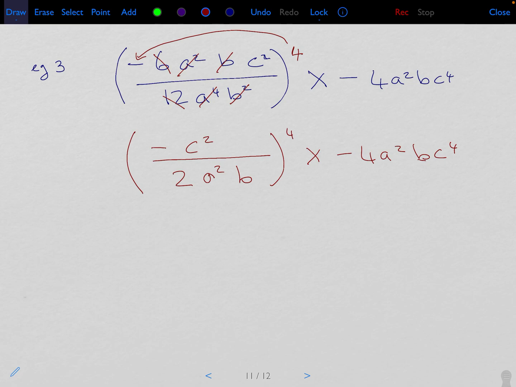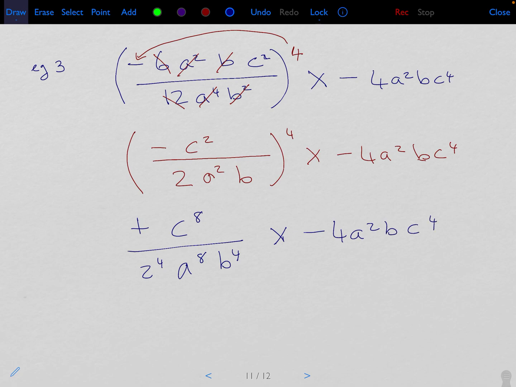Okay, so now I'm going to use that. So that 4 is saying that we have got 4 negative signs. So that's positive. Now that's c to the 8, 2 to the 4, a to the 8, b to the 4, right? Times negative 4 a squared bc to the 4, which I'm hoping you can see is the same thing as saying negative 4 at the top. Then I've got a squared at the top, b at the top, these 4 c's, and these 8, so that's c to the 12, right? And at the bottom, I've got 2 to the 4, which is 16, a to the 8, b to the 4.